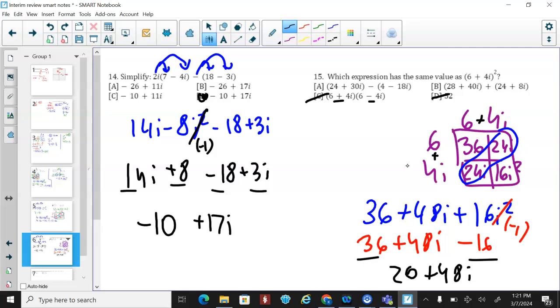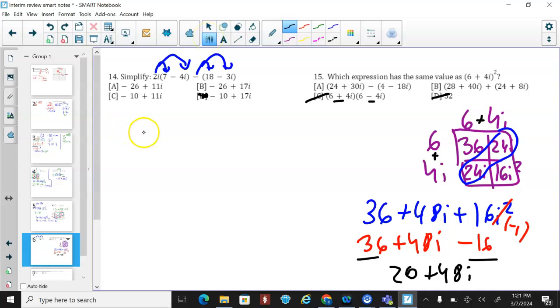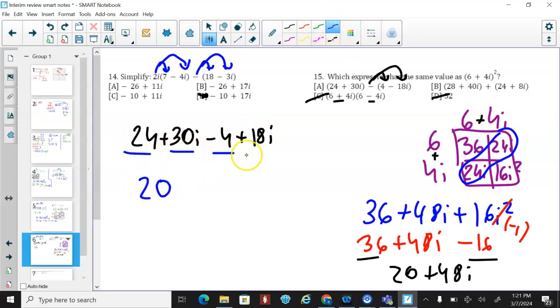Now, let's see what is A. And then let's see what is B. So A, simply distribute a negative to change it. So it's 24 plus 30i minus 4 plus 18i. Okay, so again, I'm going to combine like terms. 24 minus 4 is 20. 30i plus 18i is 48i. So it's definitely A for this question. And then it couldn't be B because you got 28 plus 24. That is 52. And it's definitely not 20.